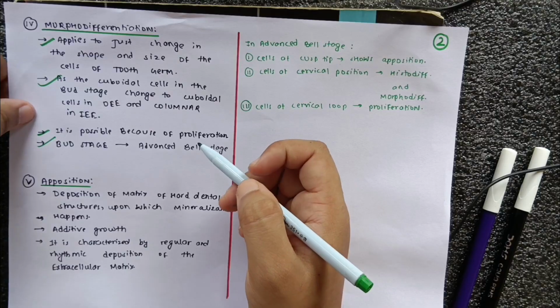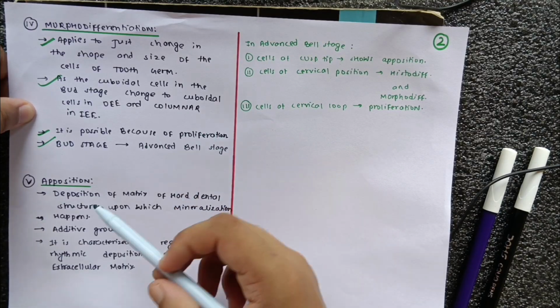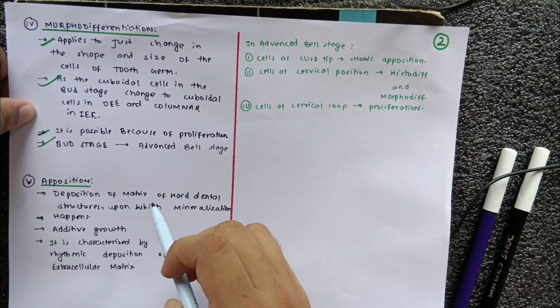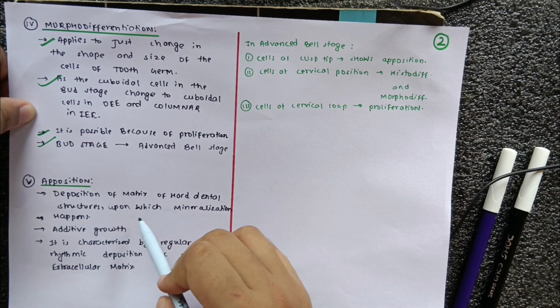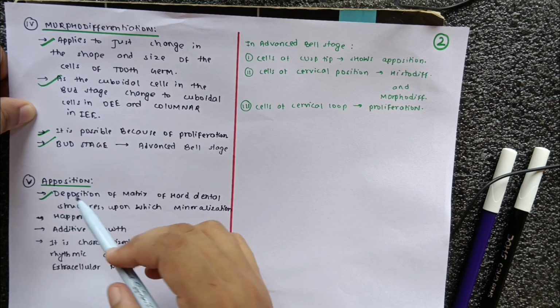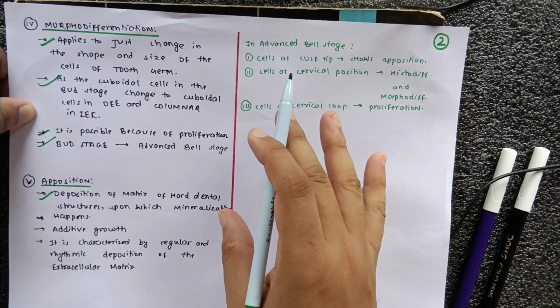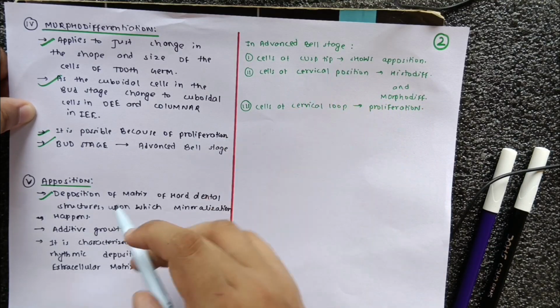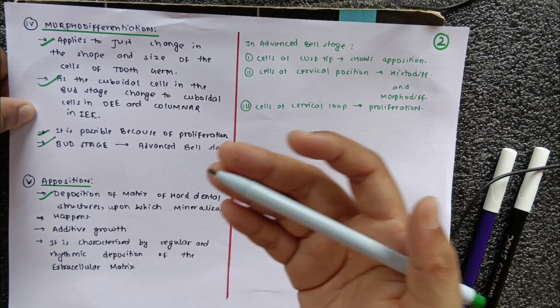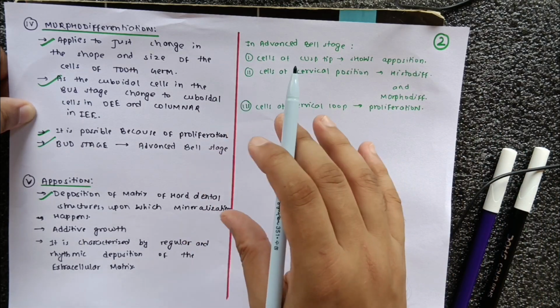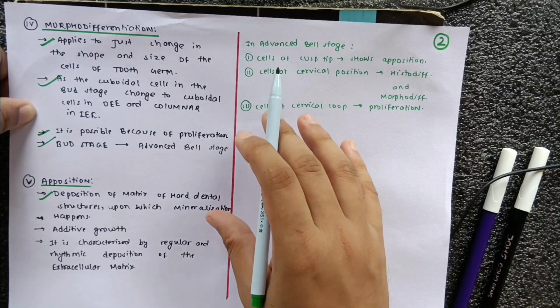Okay, and after this morphodifferentiation I will be discussing apposition. Apposition simply means there is a deposition of the matrix of the hard dental structure upon which the mineralization happens. So apposition means mineral deposition that takes place in the advanced bell stage. After the matrix formation there is a deposition of the minerals.